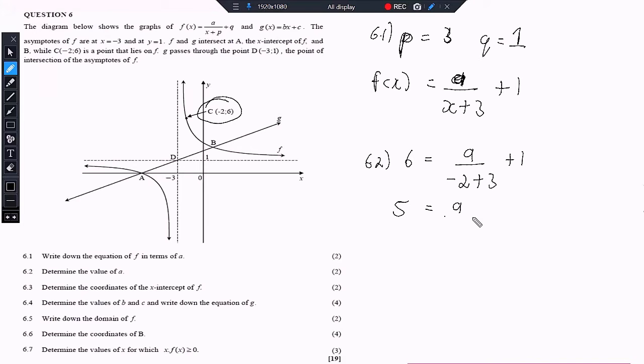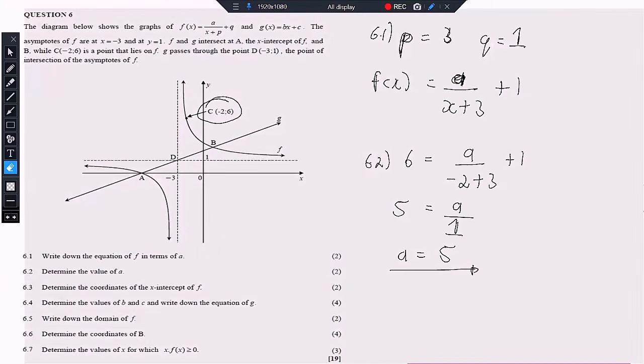And then here we have A, -2 plus 3 is a +1. And if we just cross multiply 5 times 1, this A is equal to 5, right? So that's all you were supposed to do there to bag those 2 marks, right?